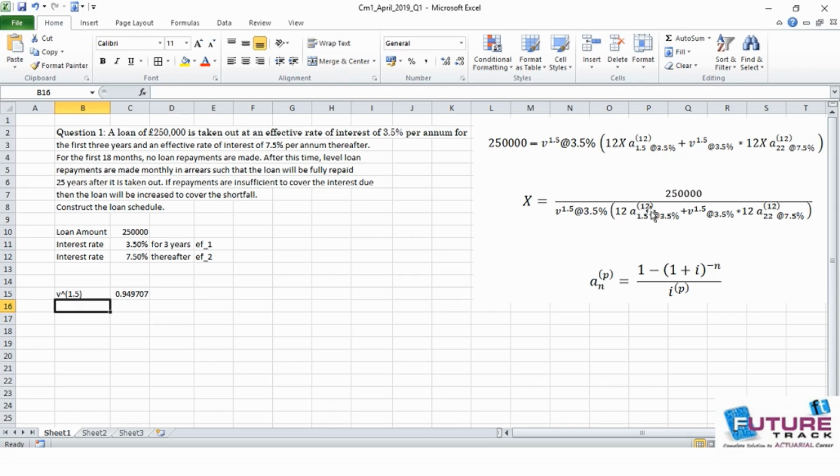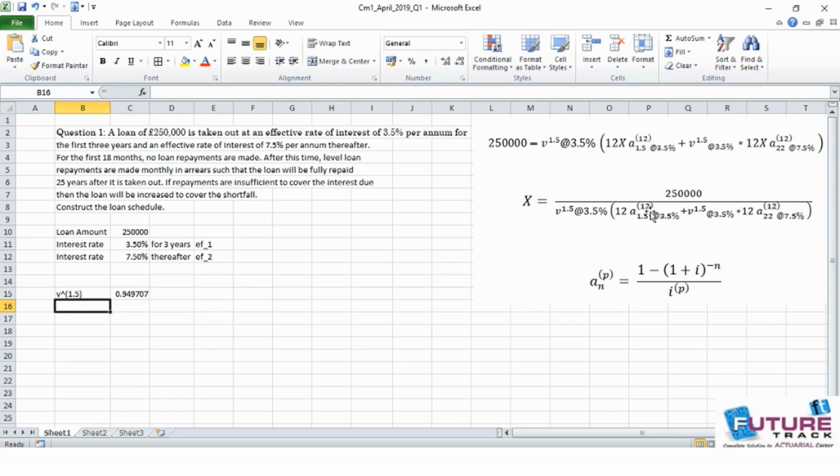Now we need A and P. For A and P we need IP, that is, we need I12 for this. So let's find out I12 using this. The I12 formula is what?